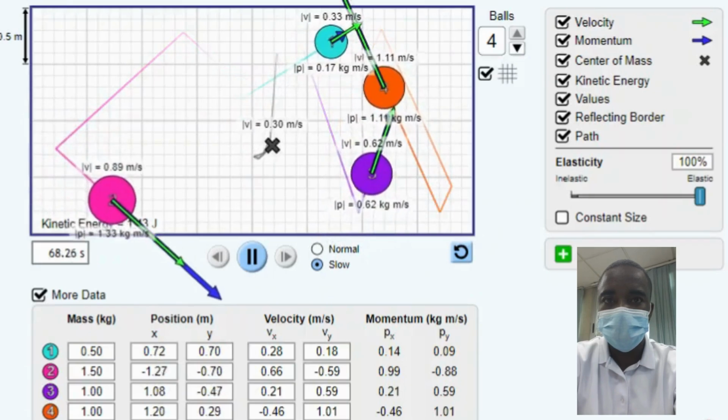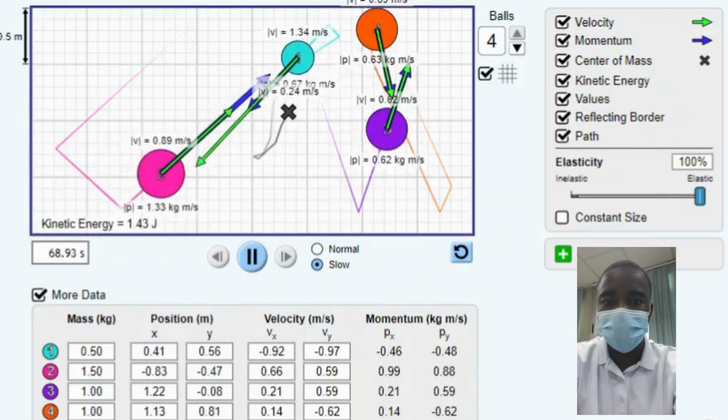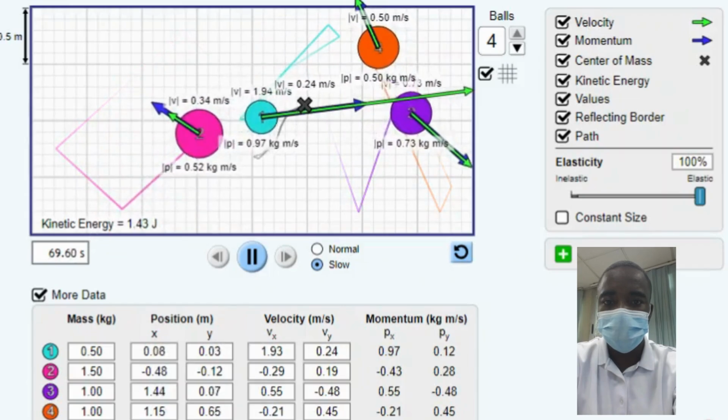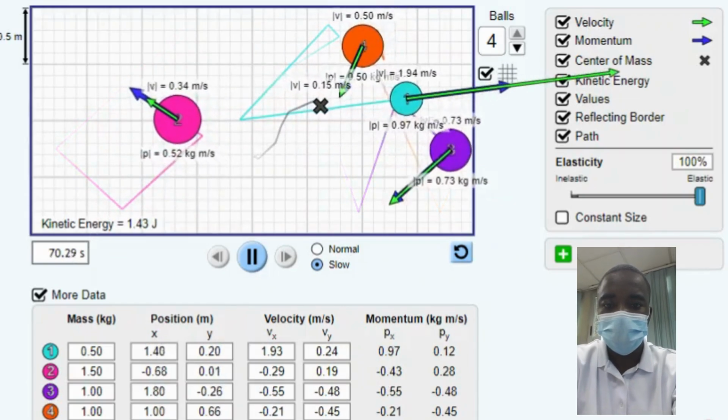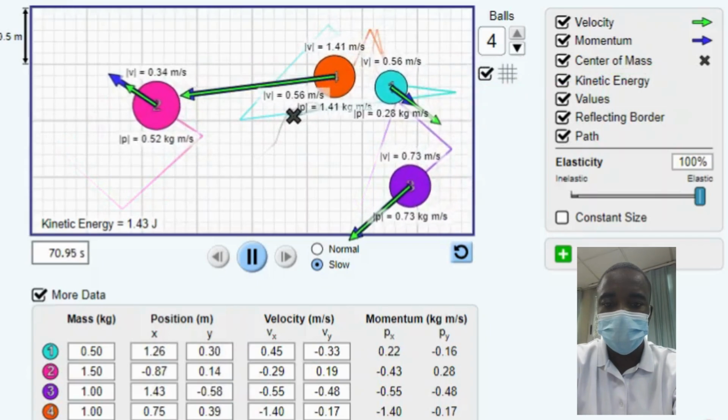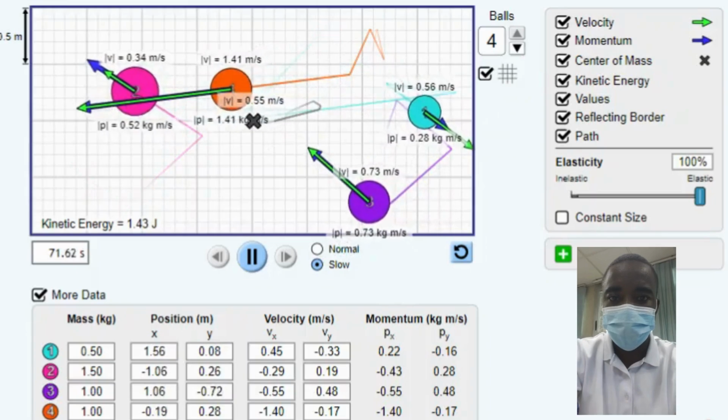The simulation offers immediate feedback, allowing students to see the results of their adjustments instantly. This helps correct misunderstandings quickly and reinforces learning through trial and error.